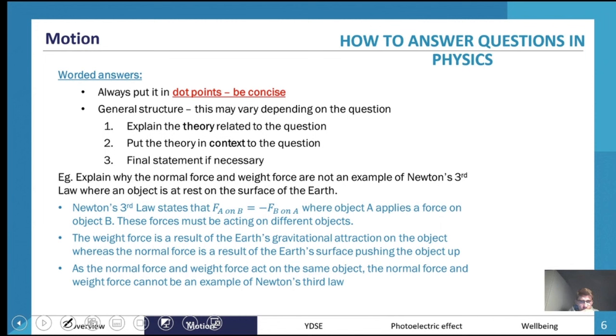Usually, the general structure is that you need to explain the theory related to the question and put the theory in context to the question. A final statement is also necessary. For example, explain why the normal force and weight force are not an example of Newton's third law, where an object is at rest on the surface of the earth.